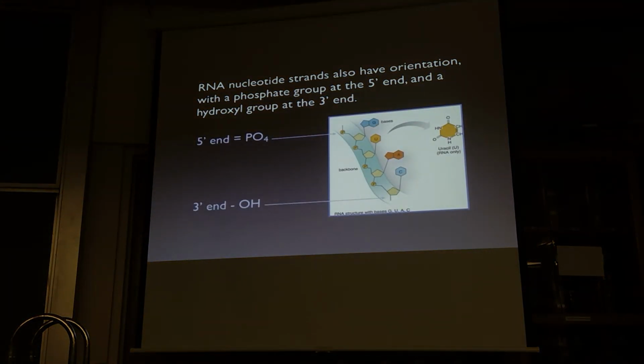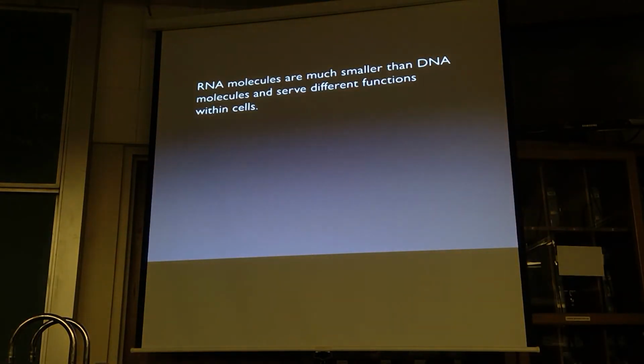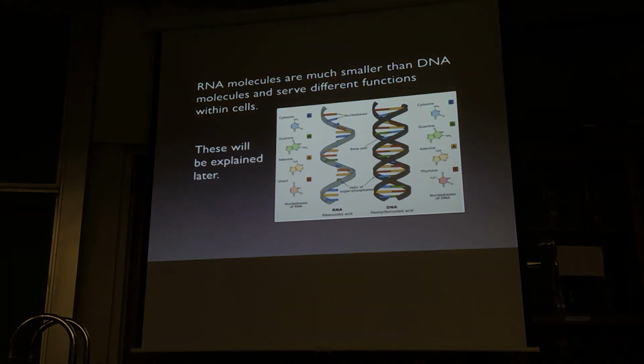So this is showing RNA with the 5' end with the phosphate, the 3' end with the hydroxyl group. And again, RNA molecules are much smaller than DNA, much, much smaller. And whereas DNA is the genetic material within cells, RNA molecules have a wide variety of functions. Some of them are ribozymes, some of them are not. But you're going to get to see a variety of functions of RNA molecules.